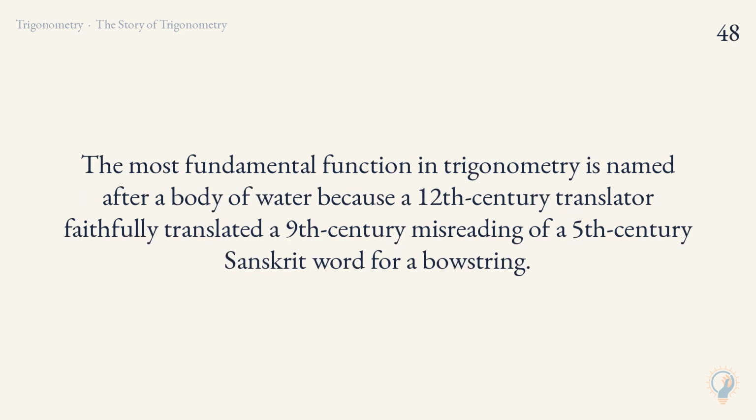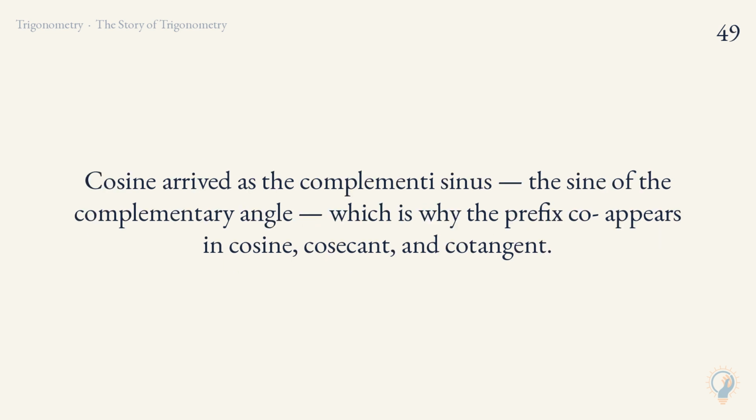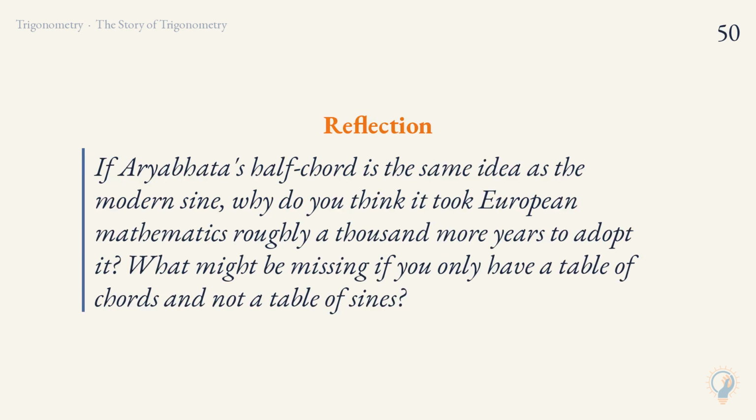The most fundamental function in trigonometry is named after a body of water because a 12th century translator faithfully translated a 9th century misreading of a 5th century Sanskrit word for a bowstring. Cosine arrived as the complementi sinus, the sine of the complementary angle, which is why the prefix co appears in cosine, cosecant, and cotangent. If Aryabhata's half-chord is the same idea as the modern sine, why do you think it took European mathematics roughly 1,000 more years to adopt it? What might be missing if you only have a table of chords and not a table of sines?